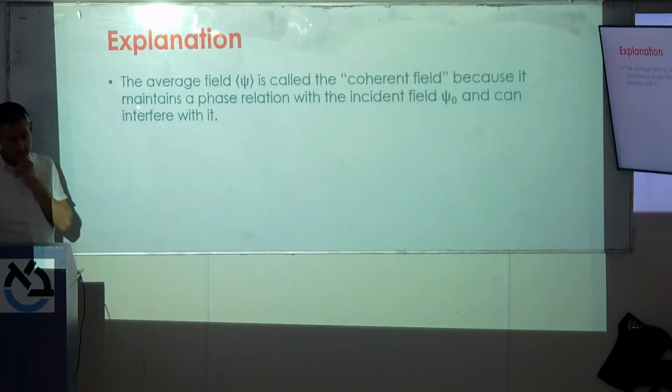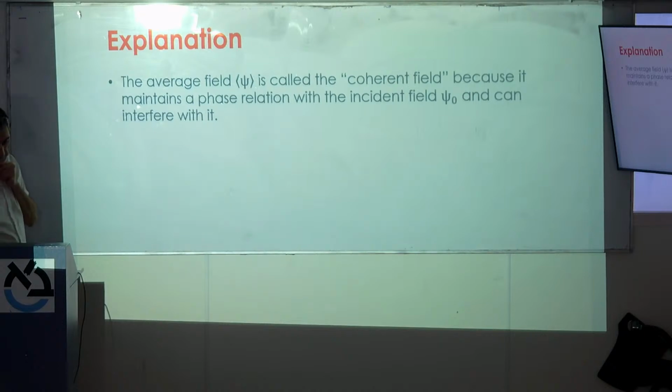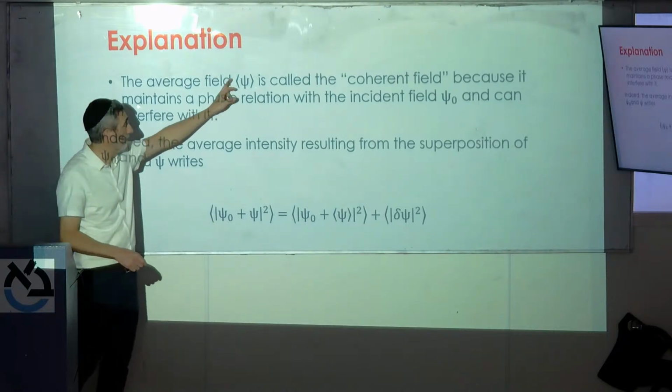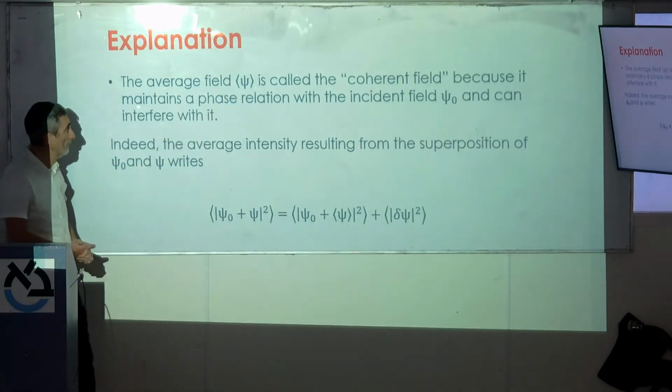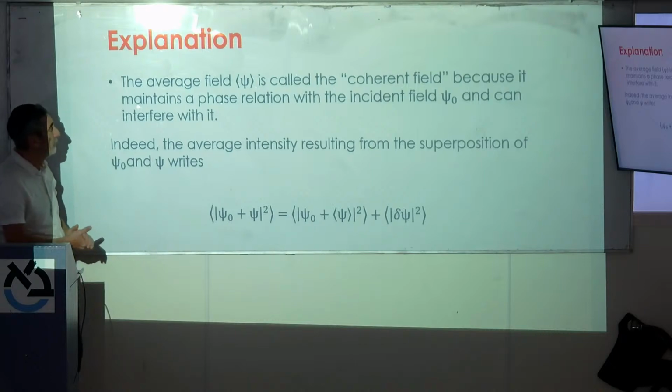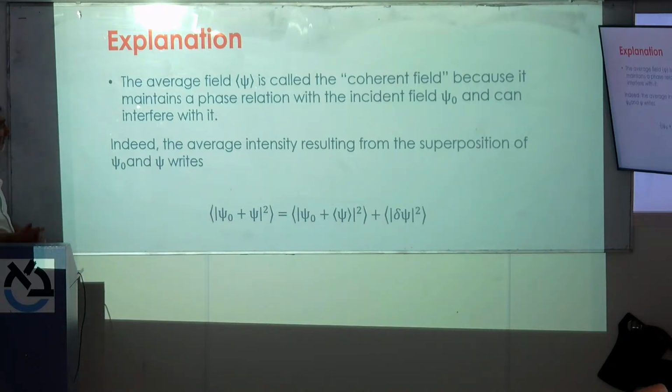Let's see. So the average field psi is called the coherent field because it maintains a phase relation with the incident field psi 0 and can interfere with it. So what I mean by that, yes, the average field, psi average, that's the first term. That's the coherent field. Why is it called coherent? Because it can interfere with the incident field.